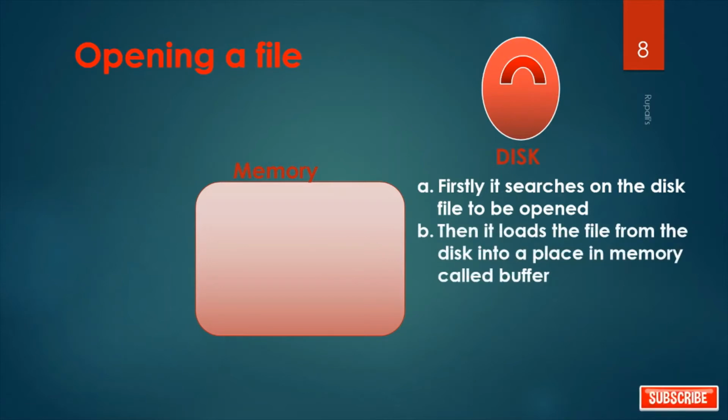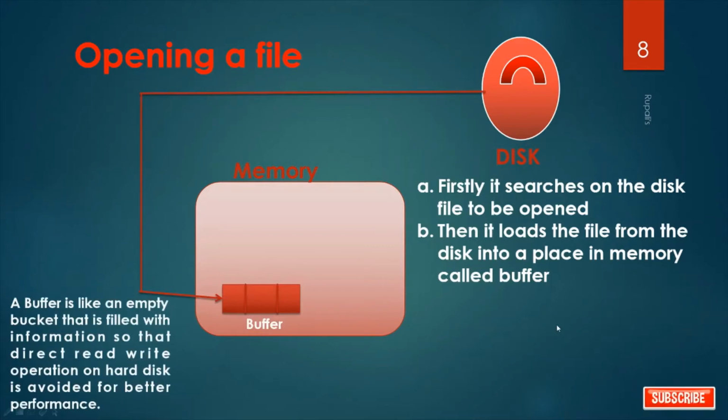We want to load this file from disk to memory. Then it loads the file from the disk into a place in memory called the buffer. So, what is a buffer? A buffer is like an empty bucket that is filled with information, so that direct read-write operation on the hard disk is avoided. It is needed to avoid direct read-write operation with the hard disk, and it gives better performance.